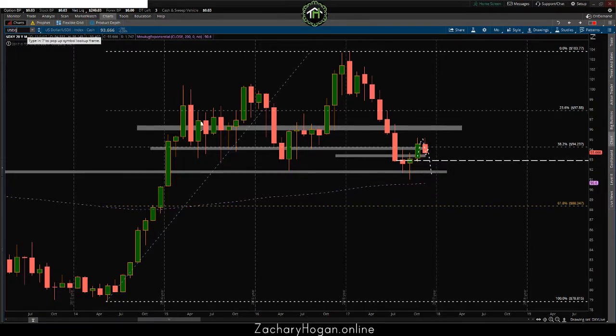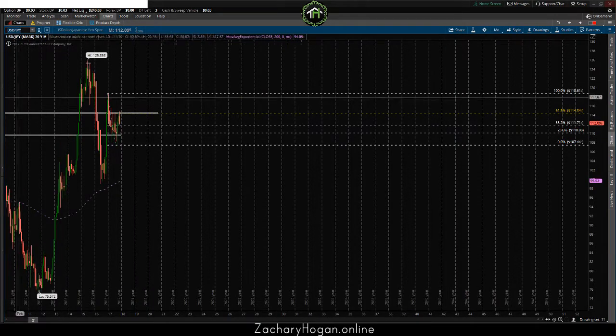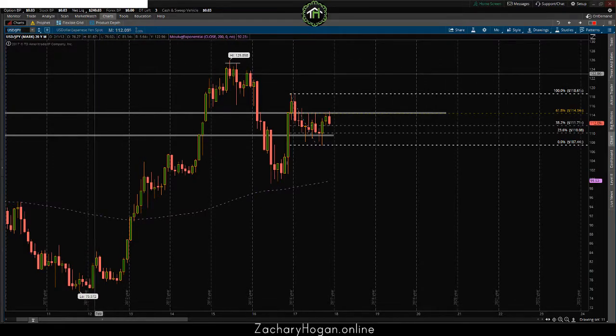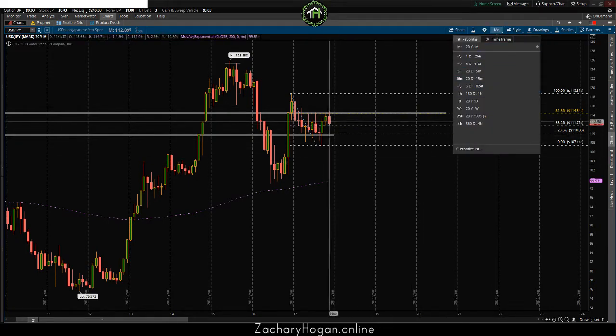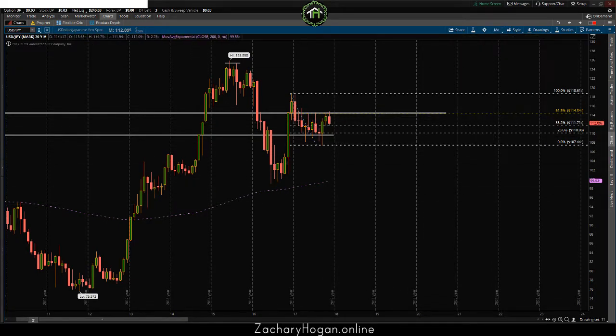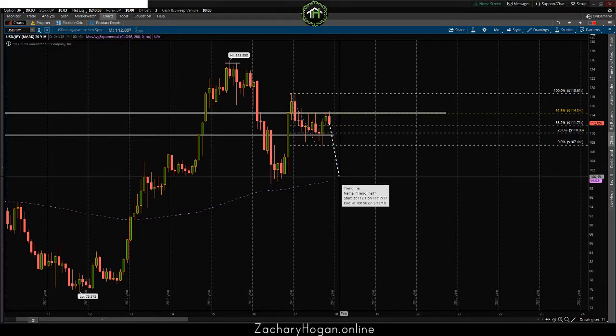Let's look at one more chart. Let's look at the US dollar Japanese yen. We are here on the monthly still. We can see that we had a very nice rejection off of that 61.8. Quite a lot of space above that 200. And if we're looking for more bearish movement on the dollar index, an ideal target on the US dollar Japanese yen would be that 100 level.